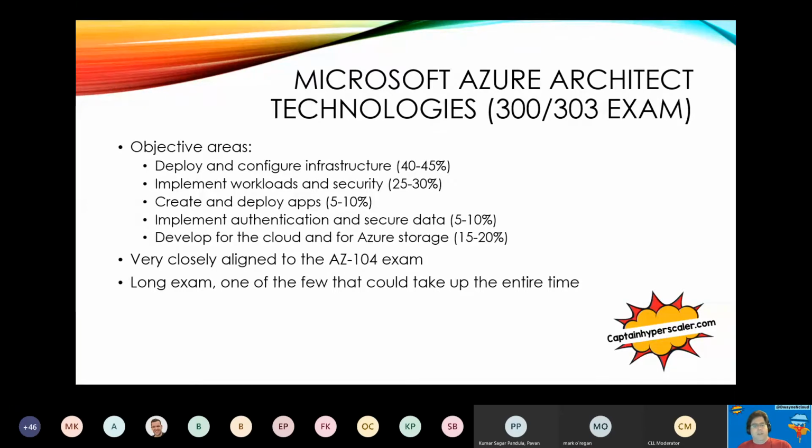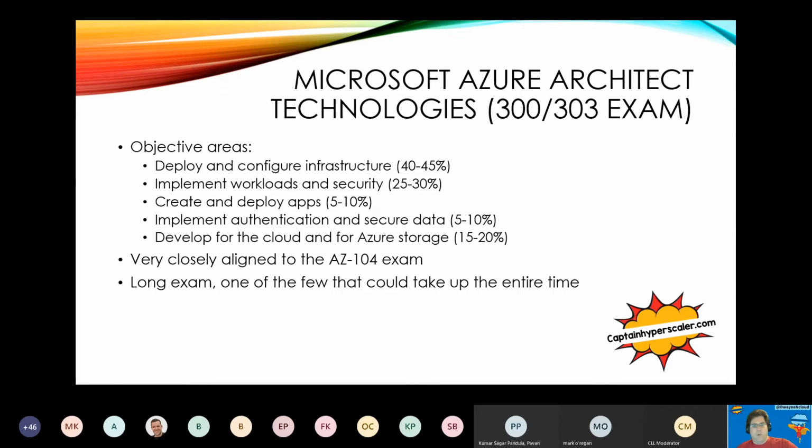Very closely aligned. So if you've studied and taken the 103 exam or the current 104 exam, you could probably jump right into the 300/303. I've trained some people on the 104 exam. They've passed that exam, and within a week or two later, they've taken and passed the 300 exam. I did the same thing when I first took these exams.